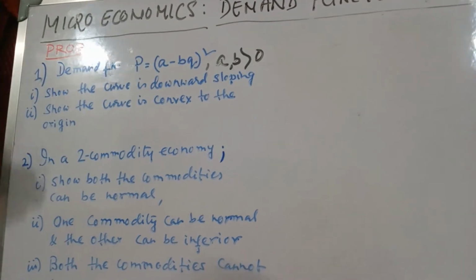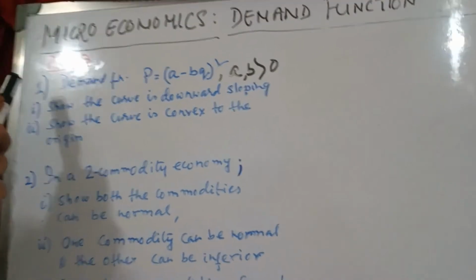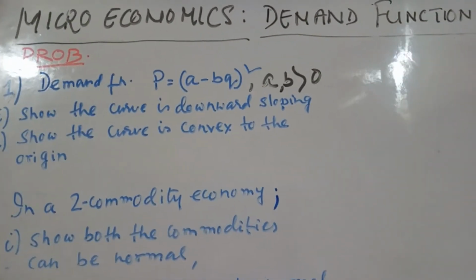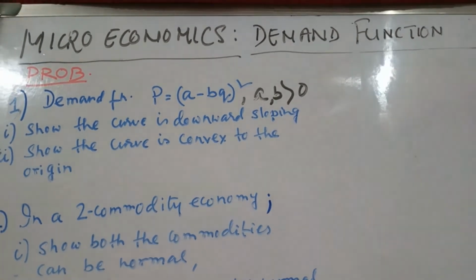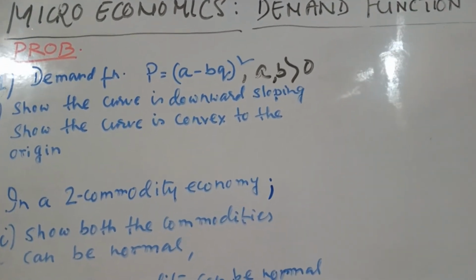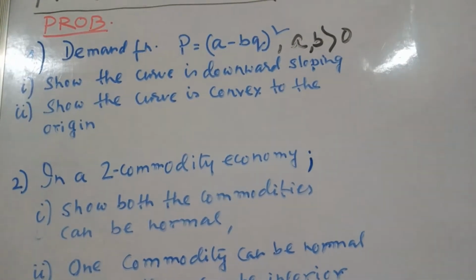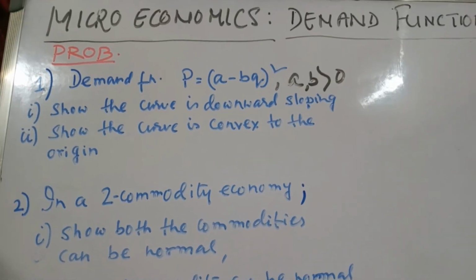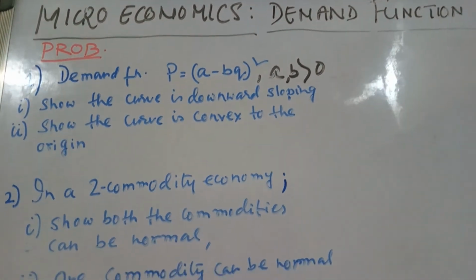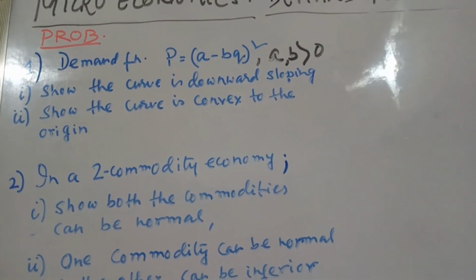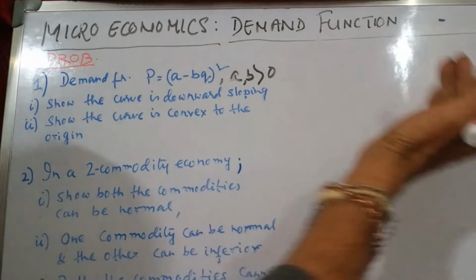Now we have two problems to solve. This is problem number 1, this is 2. In problem number 1, a demand function is given. What is the demand function? P equals A minus BQ whole square, where A and B are greater than 0. Now in part 1, we have to show the curve is downward sloping. That is, the demand curve is downward sloping. And in part 2, we have to show that the curve is convex to the origin. So I am solving the problems on the right side of the whiteboard.